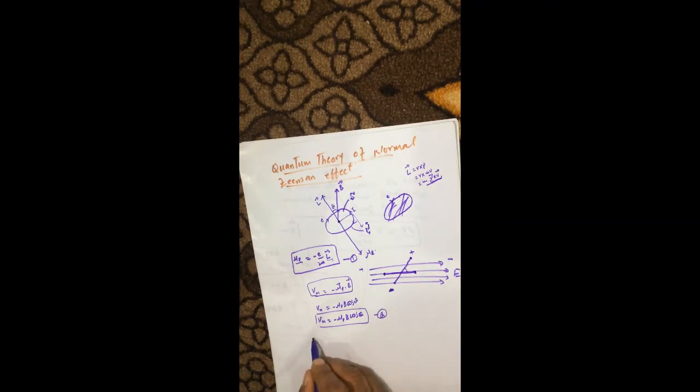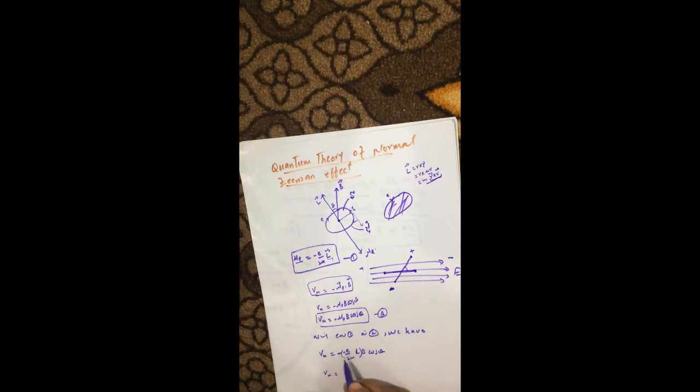Now using equations one and two, we have the relation for the potential due to the magnetic field: minus into minus. There are two minuses, one from this relation and one from that one. So e divided by 2m times L into B cos theta. From this we get the value of Vm, which is equal to minus minus, which gives plus, so we have e divided by 2m times L B cos theta.